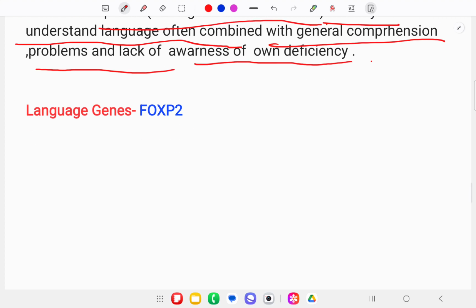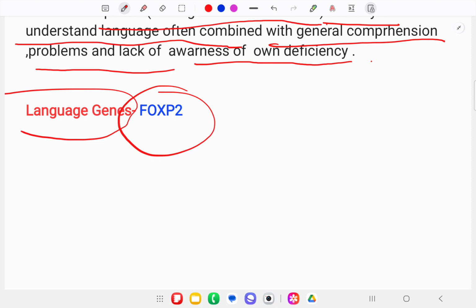Next and last topic in this lecture is language genes. Actually, in our brain, hundreds of genes combine to make language possible, but one gene in particular is associated with the normal development of speech and language, which is known as the FOXP2 gene. This is a gene that helps to connect the many brain areas that work together to produce fluent speech.